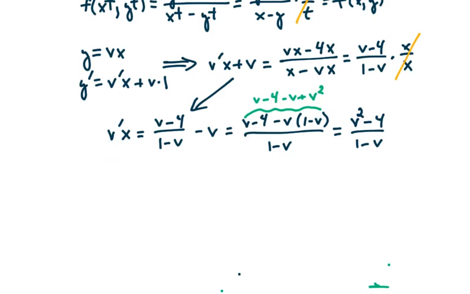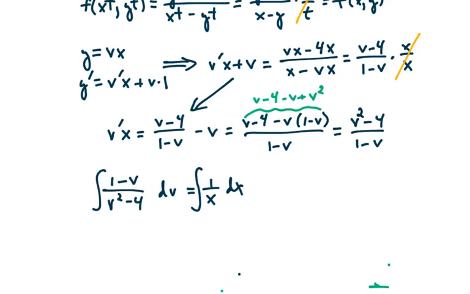And so now I am going to separate. And so that's going to give me (1 minus v) over (v squared minus 4) dv. And when I bring the x to the right side, I have a 1 over x. Remember, v prime was dv/dx. So when I multiply dx to the right, I have dx over there. And so now it is, in fact, separable. And I want to integrate both of these sides.